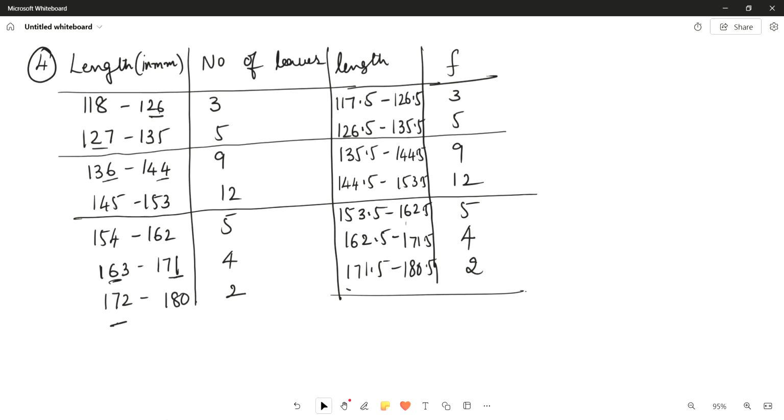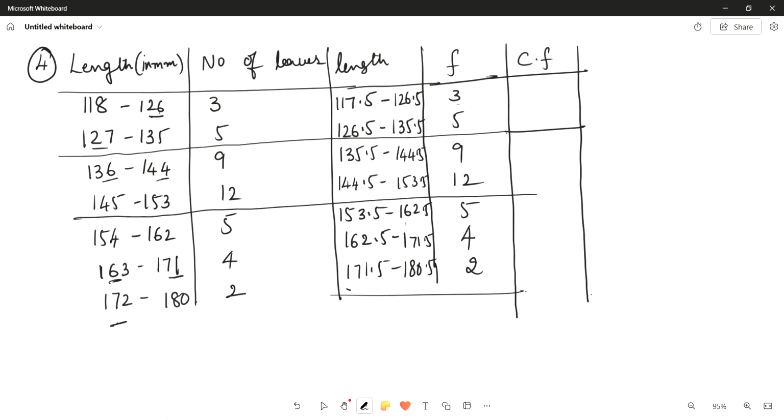Now you have to calculate the median. So first for the median, what we have to do? We have to take the CF. CF means add all the frequencies. First 3, 5 plus 3, 8. 8 plus 9, 17. 17 plus 12, 29. 29 plus 5, 34. 34 plus 4, 38. 38 plus 2, 40.